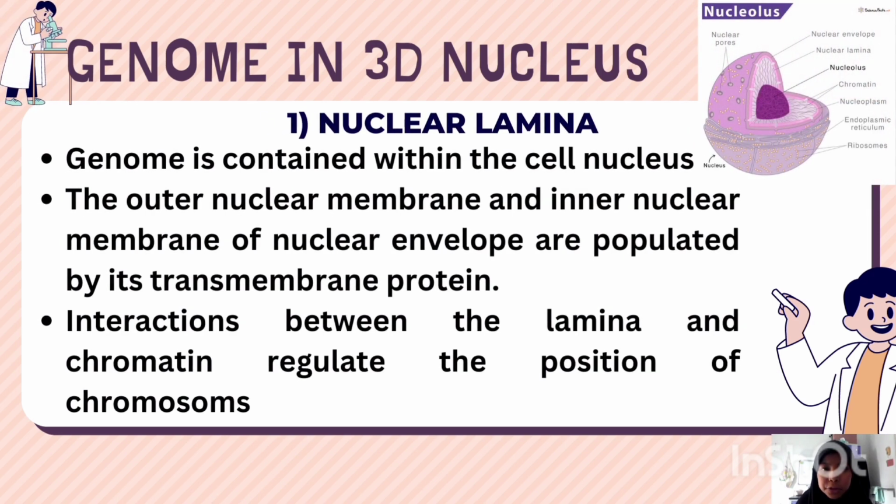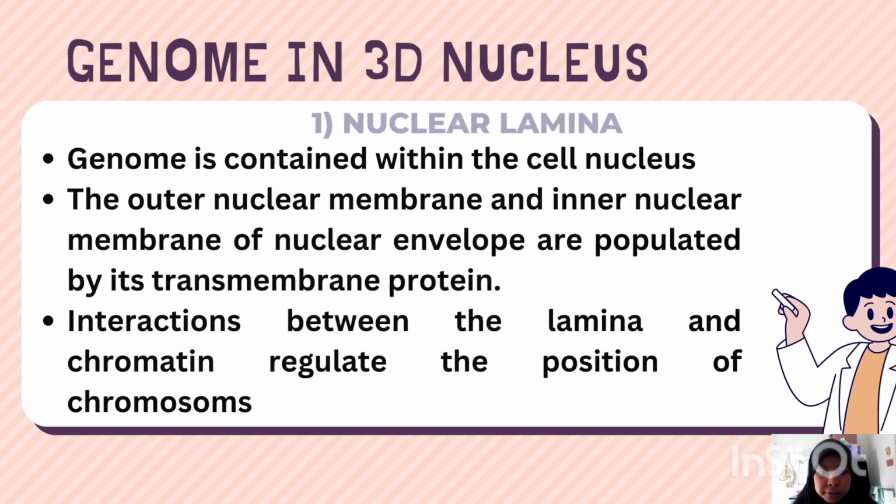Next is the genome in the three-dimensional nucleus. Firstly is the nuclear lamina. In mammals, the genome is contained within the cell nucleus. Genome organization is guided by context with several nuclear substructures, which are the nuclear envelope and its lamina. The outer nuclear membrane and inner nuclear membrane of the nuclear envelope are populated by transmembrane proteins, which associate with the lamin proteins. Interaction between the lamina and chromatin regulates the position of chromosomes and various other activities.